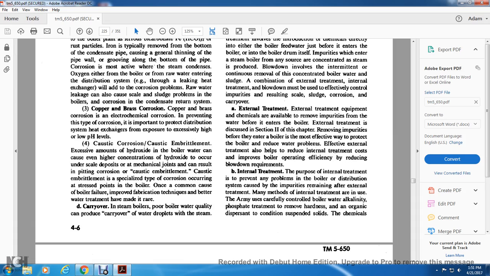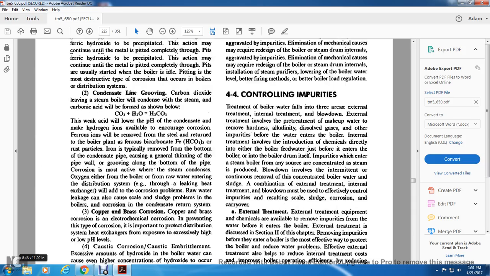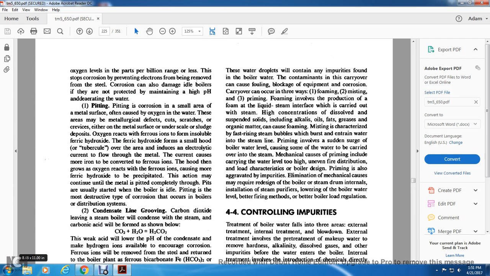Carryover. In steam boilers, poor boiler water quality can produce carryover of water deposits within the steam. These water deposits will contain impurities found in the boiler water. The contamination from carryover can cause blockage of equipment. Carryover occurs in three ways: one, foaming; two, misting; three, priming. Foaming involves the production of foam in the liquid-steam phase, which is carried out with the steam. High concentrations of dissolved and suspended solids, including alkalinity, oil, fats, grease, and organic matter, can cause foaming.